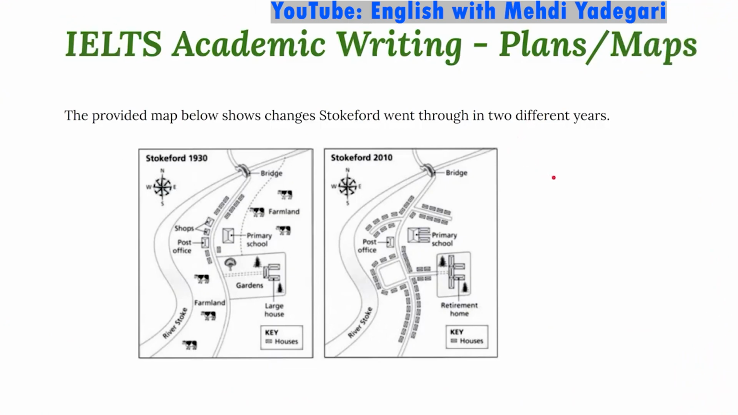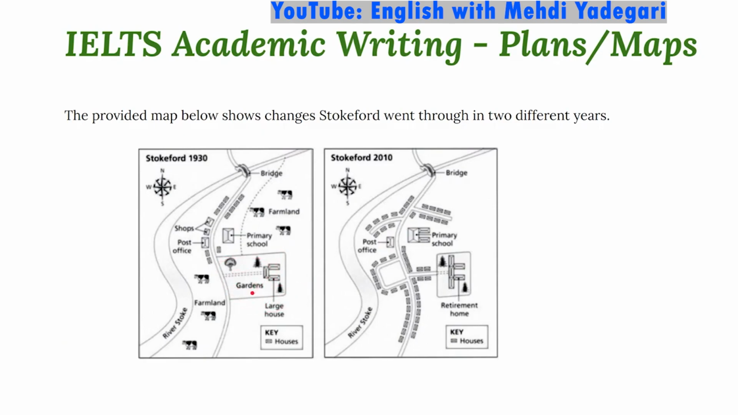Alright people, so here you see that there are two pictures, and there's this prompt provided. It says the provided map below shows changes Stokeford went through in 2 different years. So Stokeford is this particular area in 1930 and 2010. You can already see how many changes have been made and what kind of things have been eliminated and what things have been added or converted to something else.